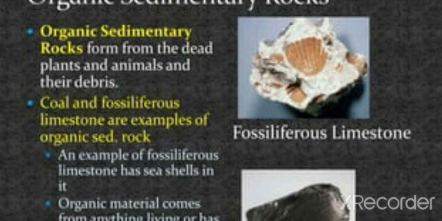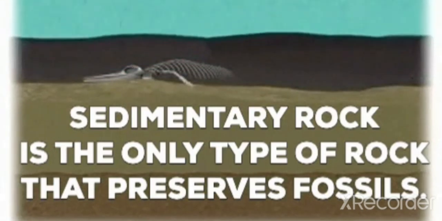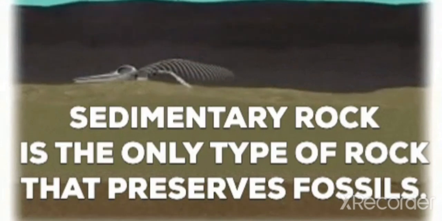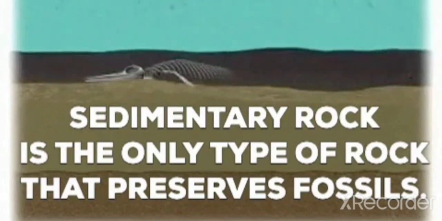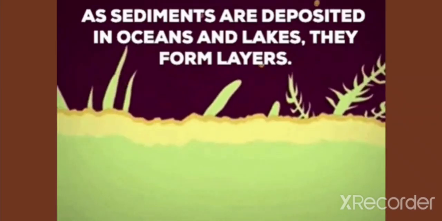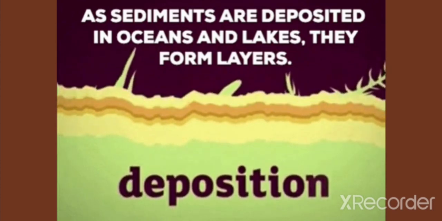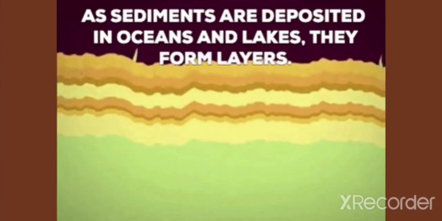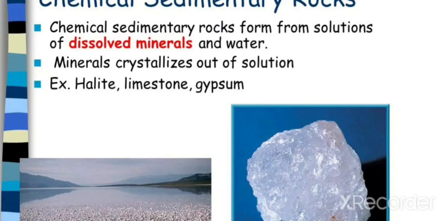While organic sedimentary rock are formed from dead animals and plants known as fossils. They form from dead animals and plants. For example, from an animal remain, as sand and stone and silt get laid upon them, they press together with the fossil in them to form a new rock. And as they are deposited, they form new layers. That is why sedimentary rocks usually have layers.